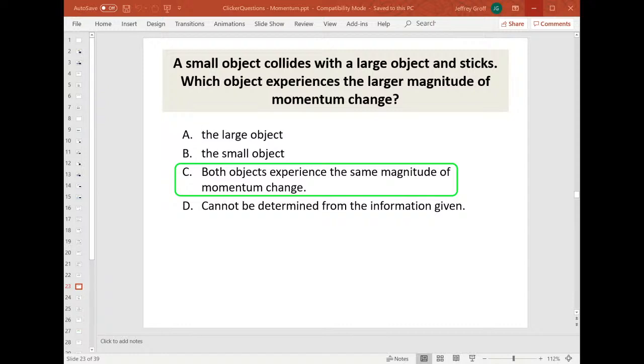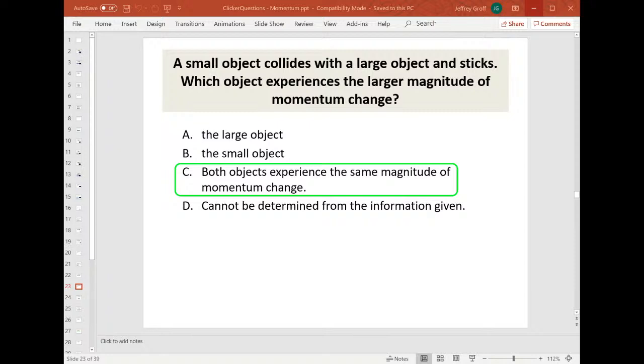If we are assuming that there's no external influences on this collision, no external forces, momentum is conserved, which means if one object experiences a positive change in momentum, the other one will experience a negative change in momentum, which is exactly the same size, the same magnitude. So C is always the correct answer. Both objects experience the same magnitude of momentum change. So this is synonymous. Don't let the words throw you for a loop here.